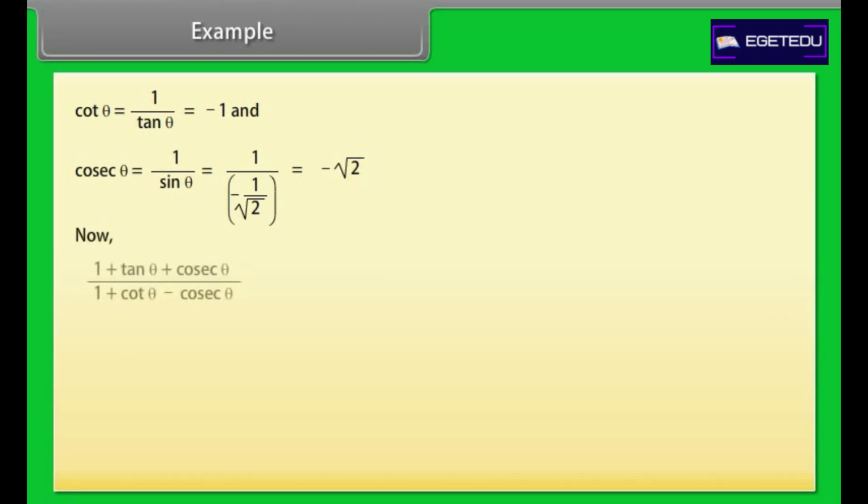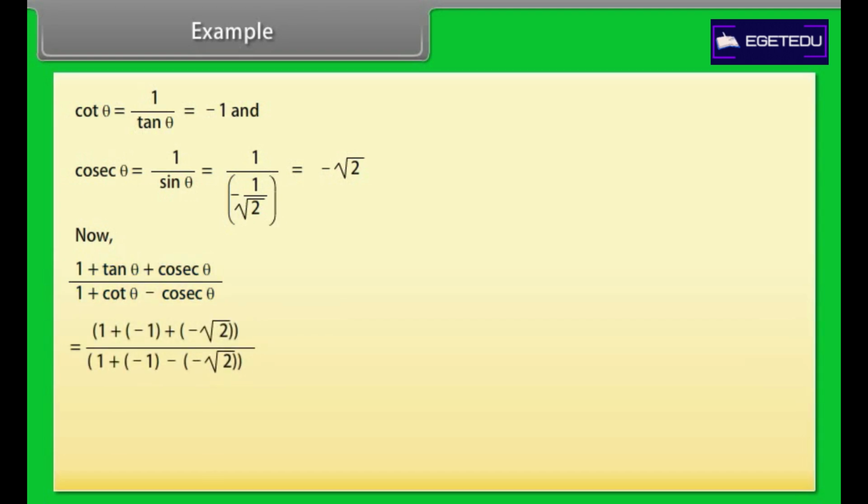Now, (1 plus tan of theta plus cosec of theta) by (1 plus cot of theta minus cosec of theta) is equal to (1 plus (minus 1) plus (minus under root 2)) by (1 plus (minus 1) minus (minus under root 2)) is equal to minus under root 2 by under root 2 is equal to minus 1.